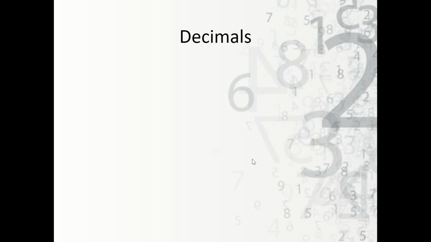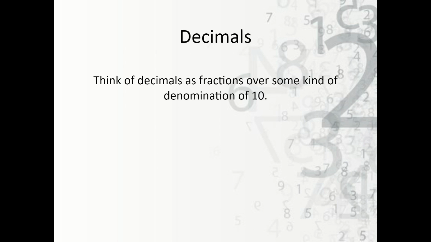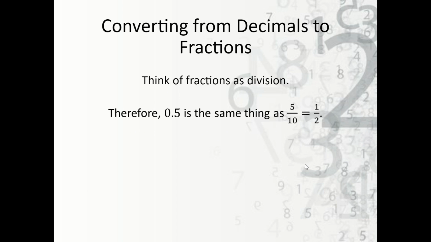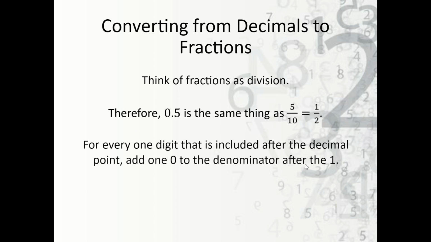Now, how do I work with decimals? Okay, think of decimals as fractions over some denomination of 10. For instance, 0.5 is the same thing as 5 over 10. Now, for every number after the decimal point, I include a 0. So it's 1 and then 1 0 because there's one value. So it's 5 over 10, which in this case simplifies to 1/2. So for every one digit that is included after the decimal point, add 1 0 to the denominator after the 1.